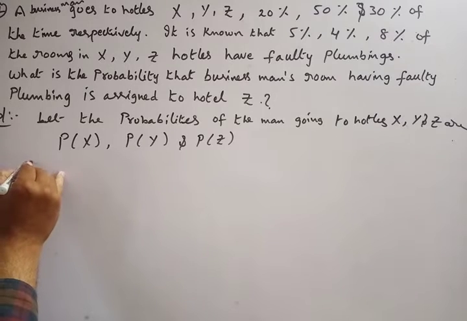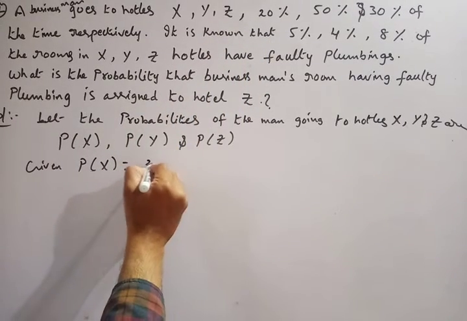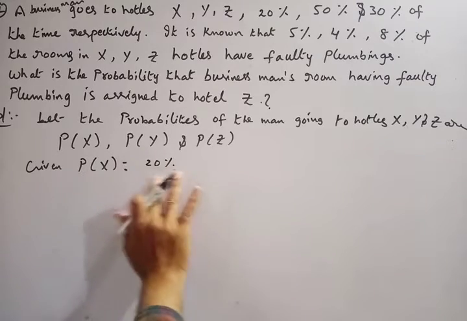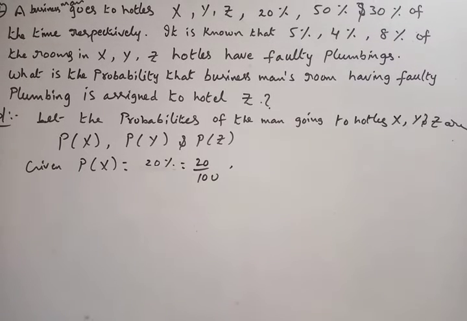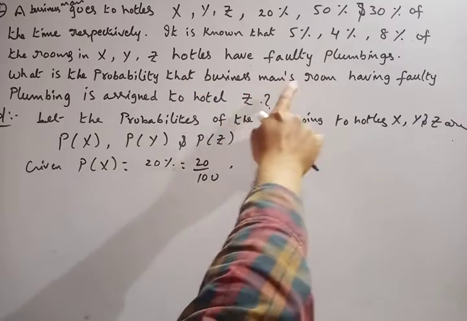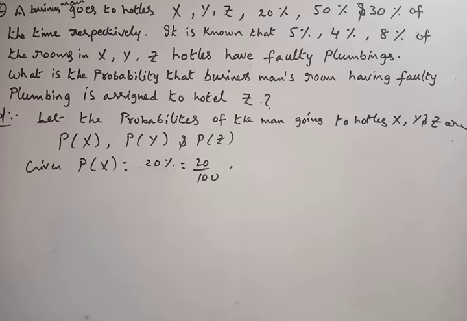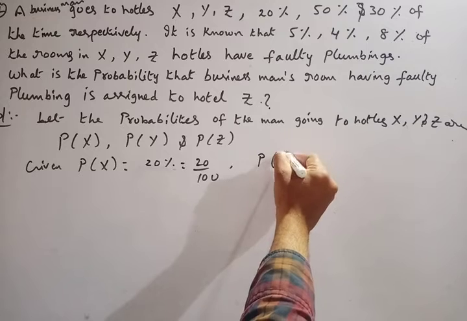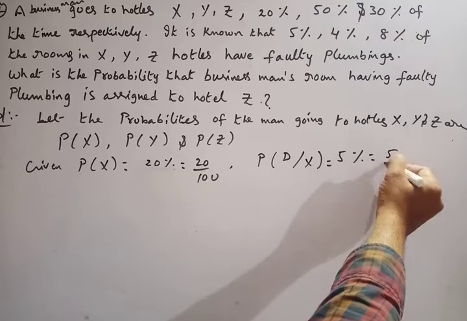So what is given here? Given P of X, how much percentage is it? 20%, that is 20 by 100. Then faulty plumbing in X. If I take defective, that is P of D by X. Faulty plumbing D by X is 5%, that is 5 by 100.